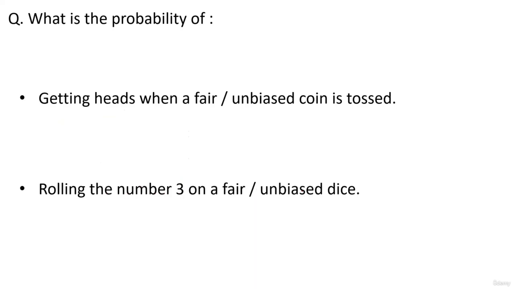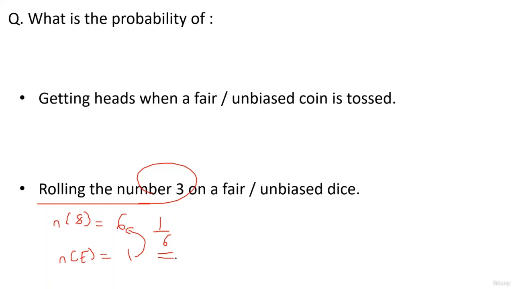Rolling the number 3 on a fair or unbiased dice. Again, same thing. The sample space when you roll a dice is the possible outcomes: you can have either 1, 2, 3, 4, 5, or 6. All outcomes are equally probable because the dice is unbiased, and the occurrence of 1 or 2 does not depend on the occurrence of 3, 4, 5, or any of them, so they are all exclusive. So the sample space is 6, and you want to roll the number 3. Getting the number 3 is one favorable event. So the required probability is 1 by 6.